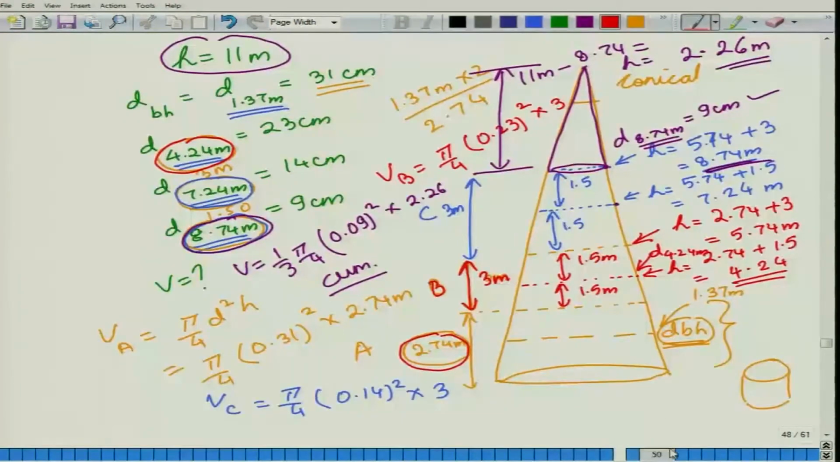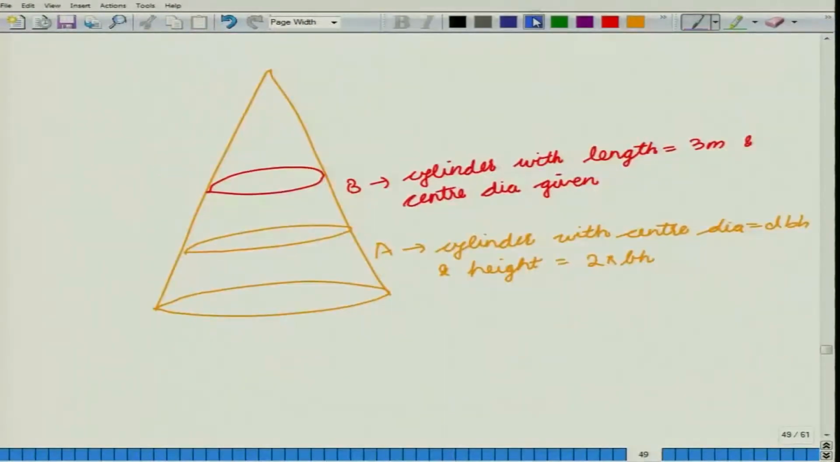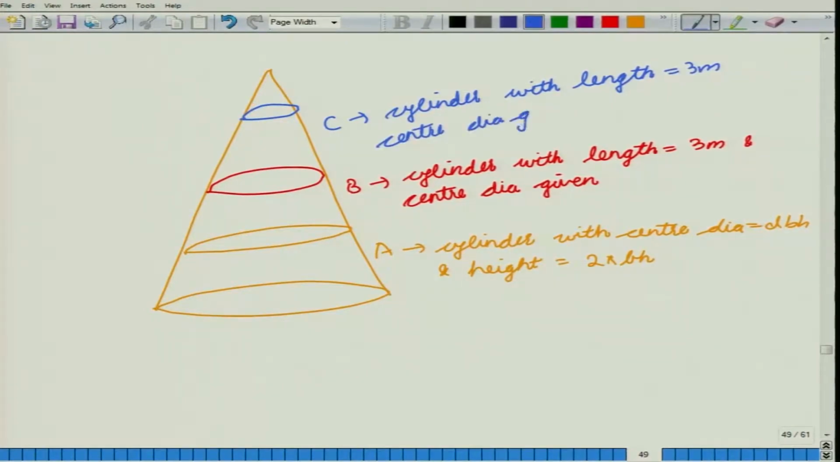Next, as in the previous figure, we have our third section, section C, which is again a cylinder with length equal to 3 meters and the center diameter given.